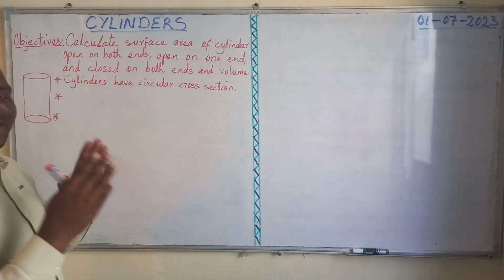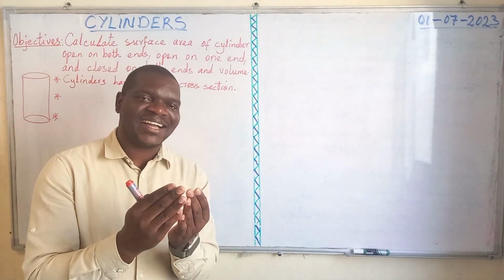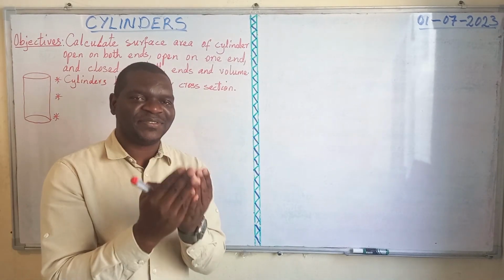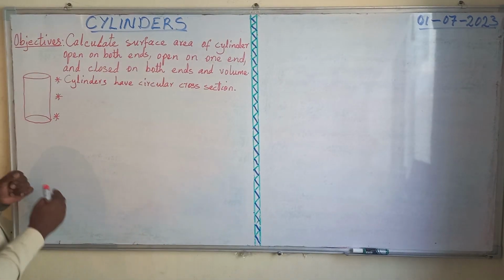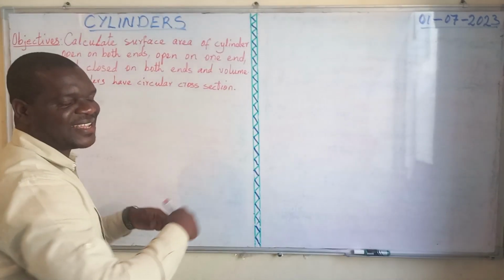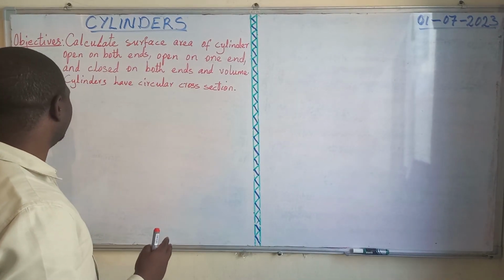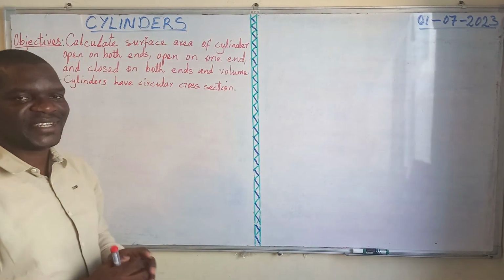The next very important aspect of a cylinder is that a cylinder has a curved surface. If you look at this diagram, the surface is curved. It is not plain as in a rectangle, a triangle, and the rest. So this cylinder has a curved surface.